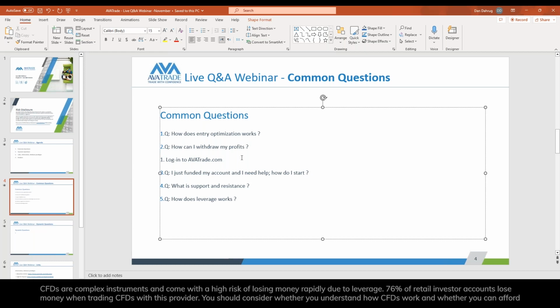So how can I withdraw the profits? That was brief, so I'm just going to log into the website and click on the three blue lines, left upper corner, then click withdraw. Okay, what could be easier than that?